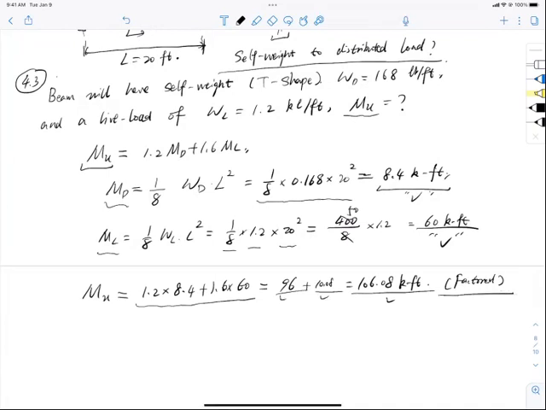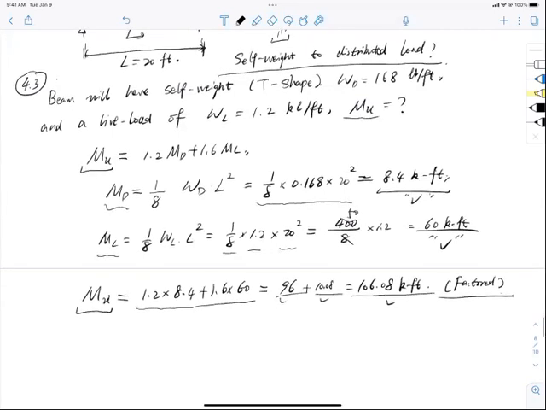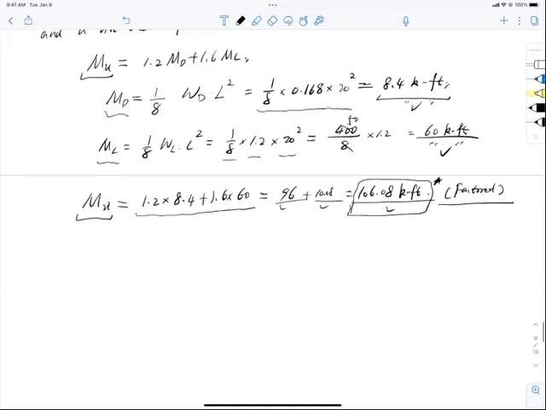Okay. All right, guys. So that is how we're going to get the factored moment. So if I were to design this, this will be my factored moment for design. Okay, so now you may wonder, why am I spending so much time on it? Because that was a simply supported beam.